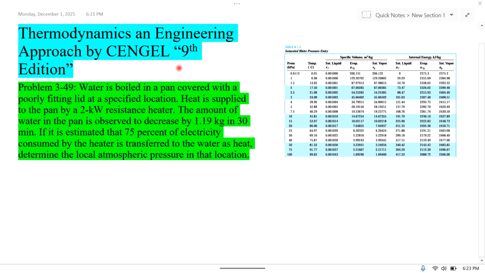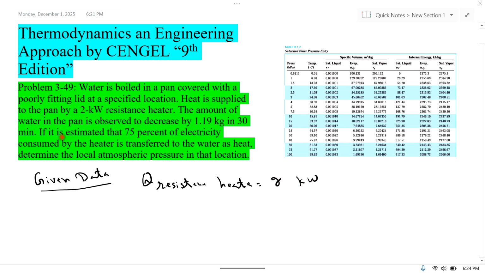The statement of the problem: water is boiled in a pan covered with a fully fitted lid at a specified location. Heat is supplied to the pan by a 2 kilowatt resistance heater. So the heat of the resistance heater, Q of the resistance heater, is equal to 2 kilowatt.